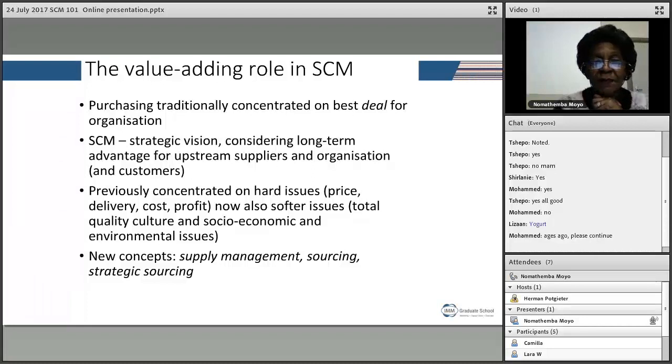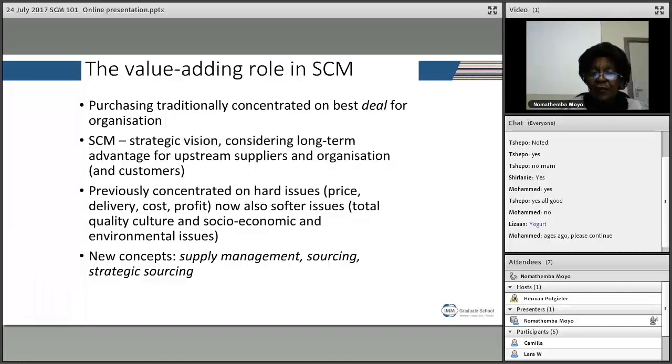We talked about the value-adding role of supply chain. Before, purchasing traditionally concentrated on the best deal. You could purchase from anyone as long as you had the best deal. But now, in supply chain management, we are looking at strategic vision. We are not only looking for the best deal, we are looking at a lot of things. We are considering long-term advantage for upstream suppliers and organizations and customers.